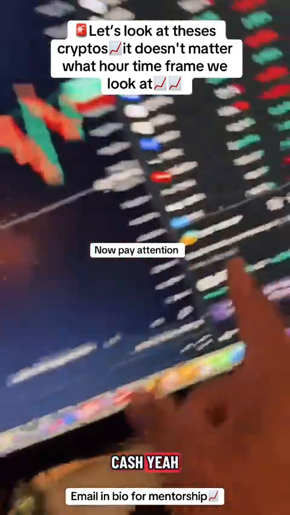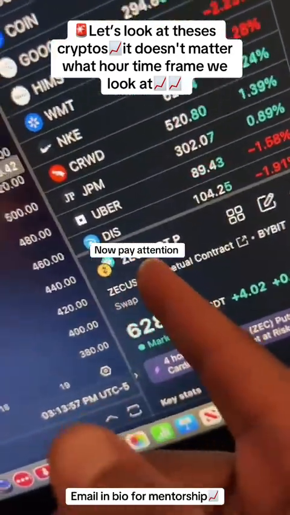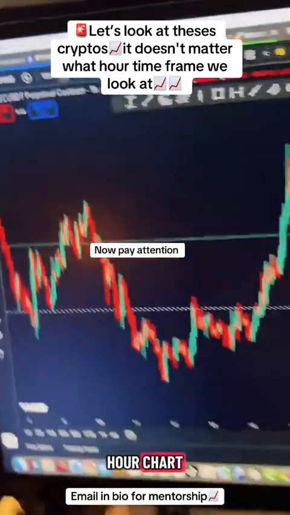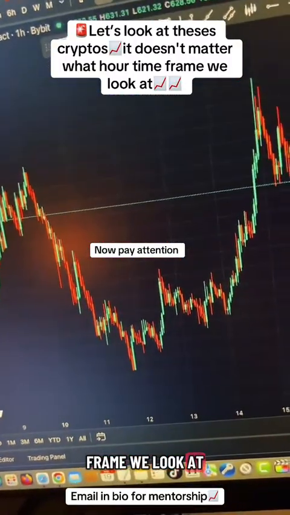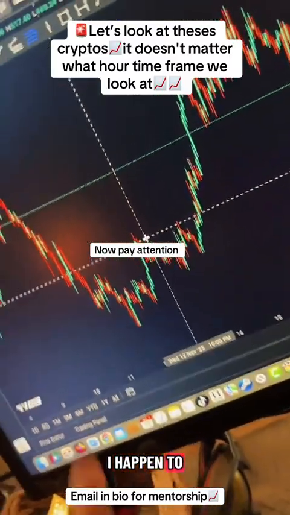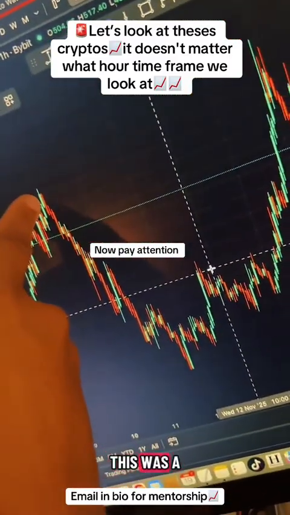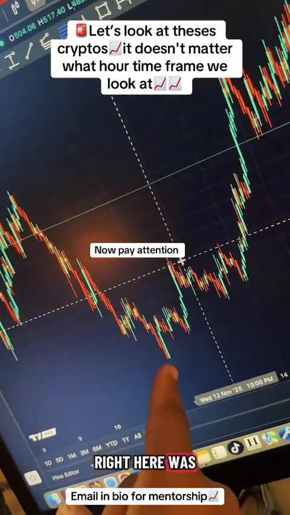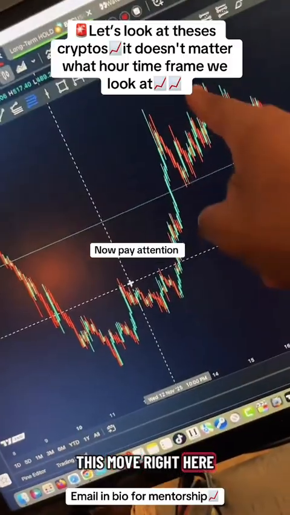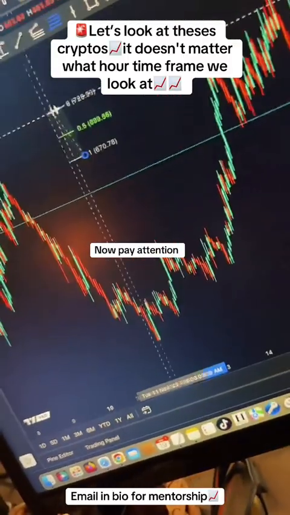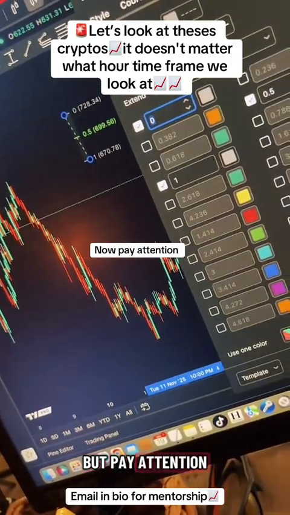This is Zcash, yeah? And I'm looking at a 1 hour chart. It doesn't matter what time frame we look at. I happen to know here, pay attention, this was a high and this right here was the low. See this move right here? Is that true? Now pay attention.